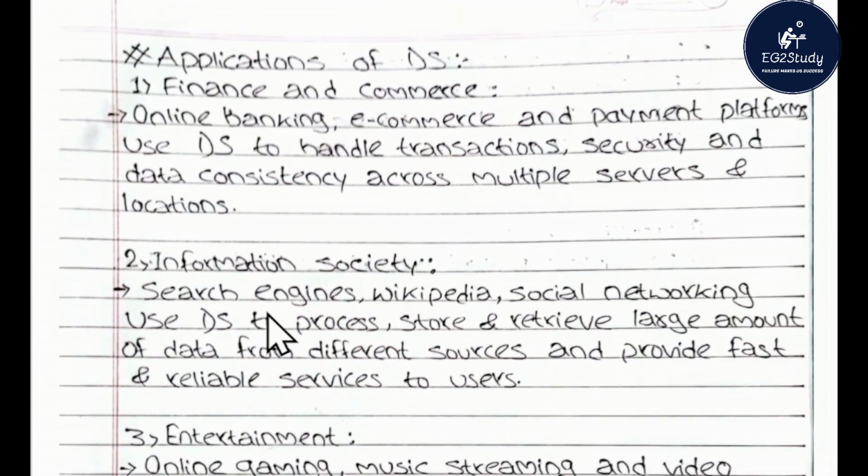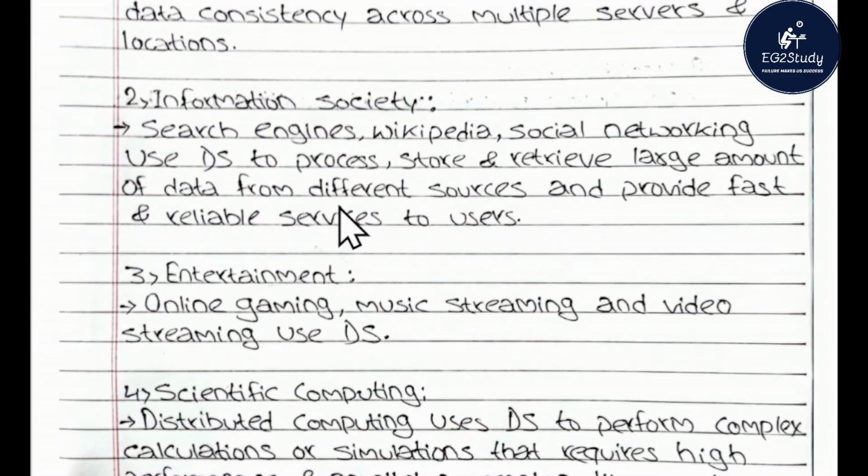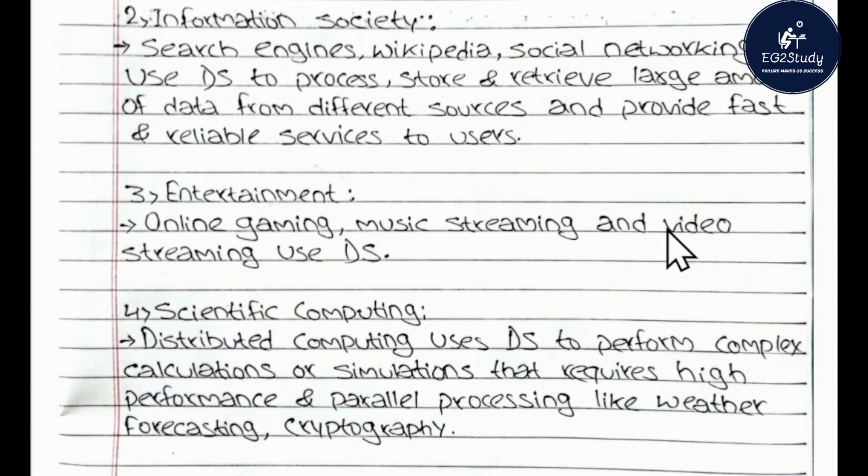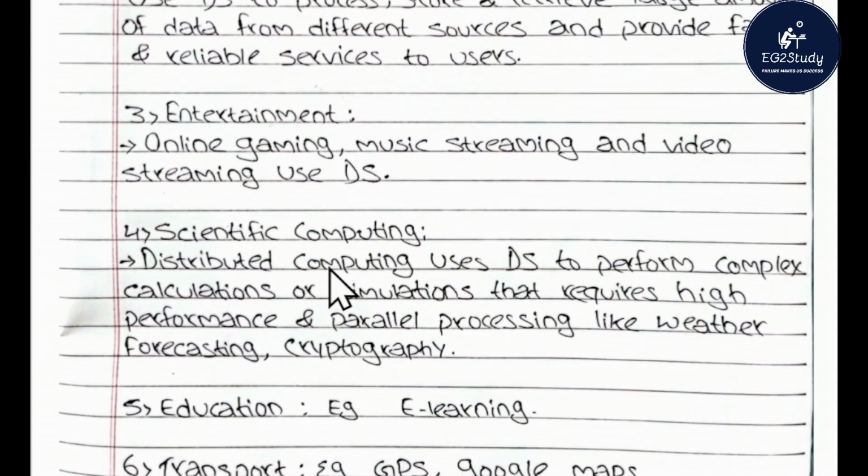Applications of distributed systems. Finance and commerce. Online banking, e-commerce, and payment platforms use distributed systems to handle transactions, security, and data consistency across multiple servers and locations. Information society. Search engines such as Wikipedia and social networking use distributed systems to process, store, and retrieve large amounts of data from different sources and provide fast and reliable service to the user. Entertainment such as online gaming, music streaming, and video streaming uses distributed systems.